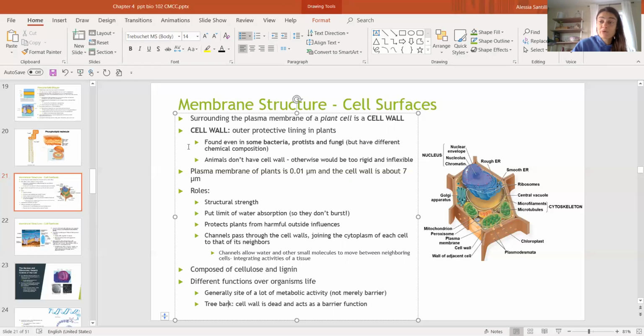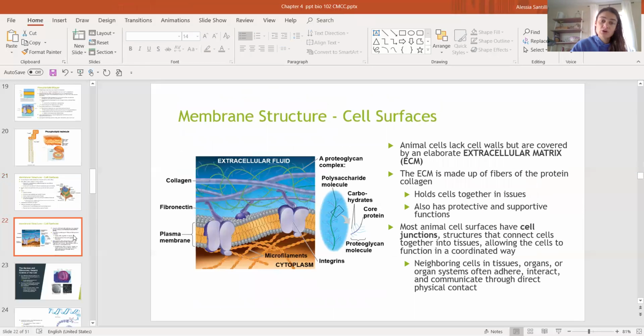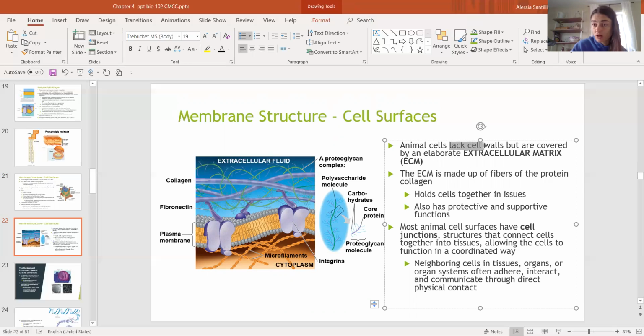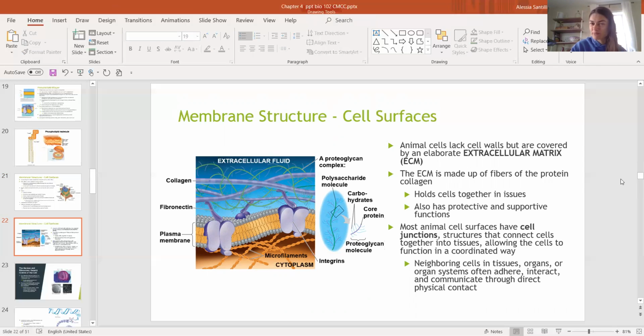So these are membrane structures. In addition to the plasma membrane, certain eukaryotic cells and most prokaryotic cells have a cell wall. What eukaryotic cells do not have a cell wall? Animals. You are not Groot. As much as we all want to be Groot, we can't be Groot. Another thing that we have to consider is the fact that since animal cells lack a cell wall, what exactly do we have that's kind of protecting us a little bit?